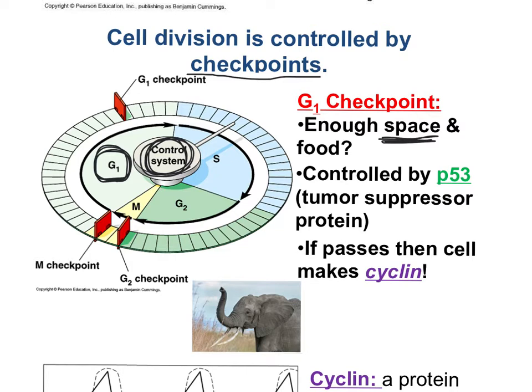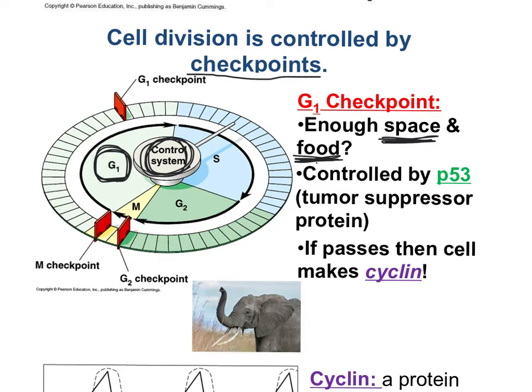So if there's not enough space for those cells, it would be a waste of energy for the cell to divide if that resulting cell is just going to die. And then also, is there enough food? Same concept. What would be the point of spending energy to divide if then there's going to be a shortage of food? So the G1 checkpoint is the first of 3 checkpoints. Is there enough space and enough food?